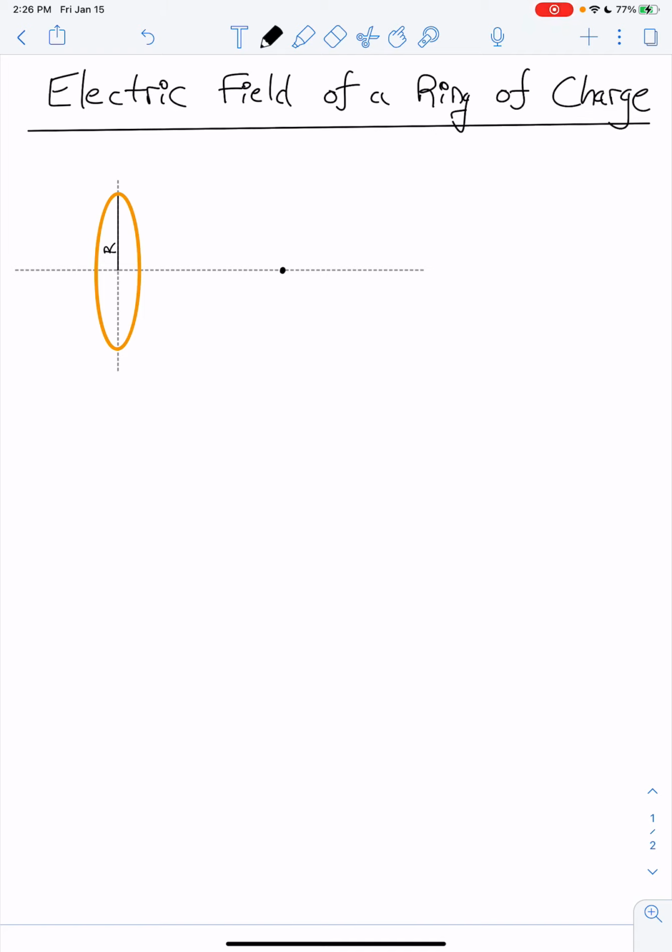Let's consider the electric field of a ring of charge. So I've drawn a ring of charge in orange. This ring is in a plane that is hard to see here. This should be on an angle. It should be a circle. It's on an angle, and so it's in what we'll call the X and Y plane.